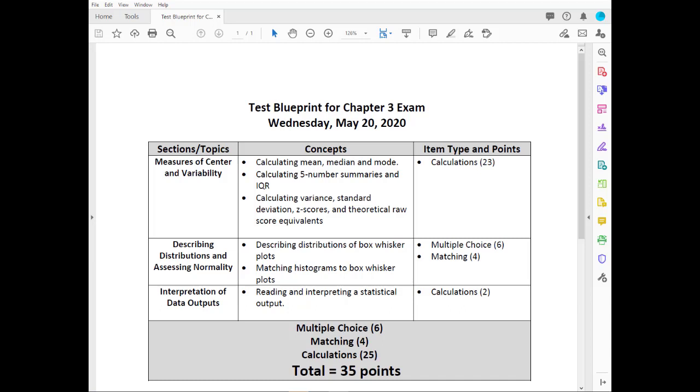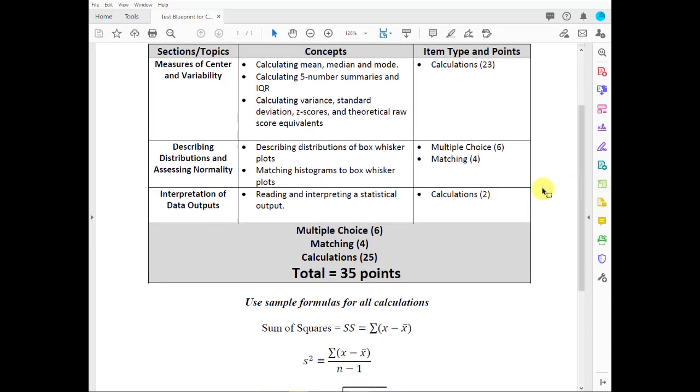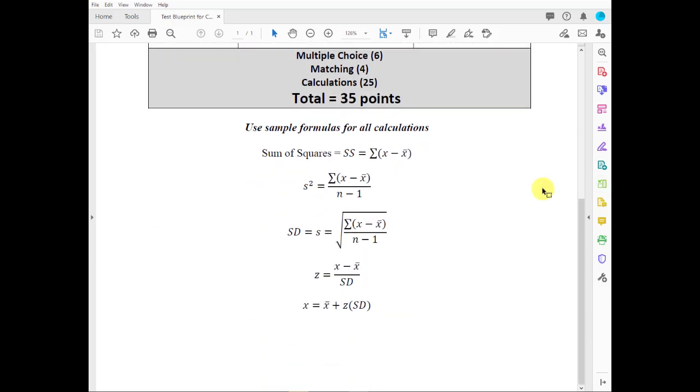Finally, you'll be describing distributions and assessing normality, looking at box whisker plots. For those, you'll have 4 matching items and 6 multiple choice questions. If you scroll down on the blueprint, you will notice that you will find some sample formulas that will help with your calculations, or they should help with your calculations.